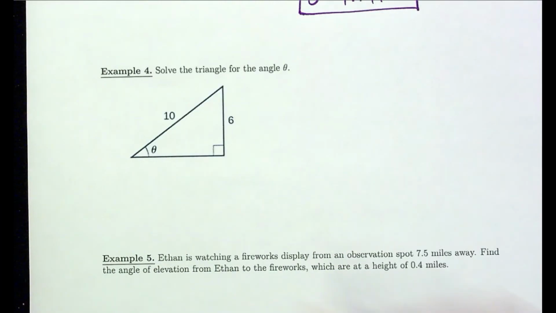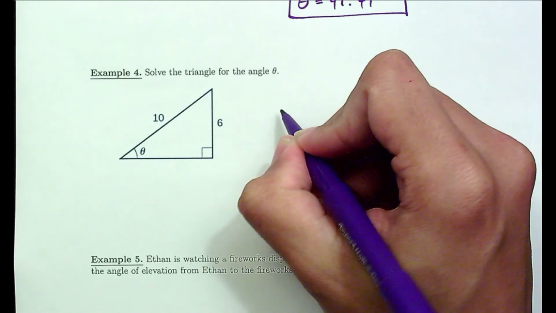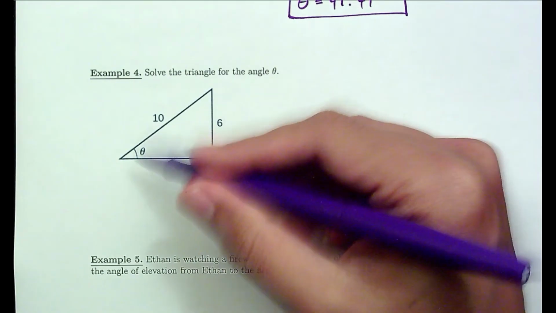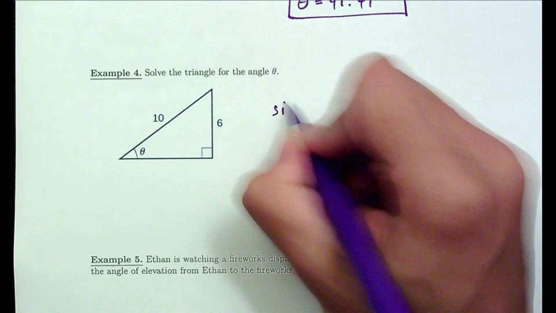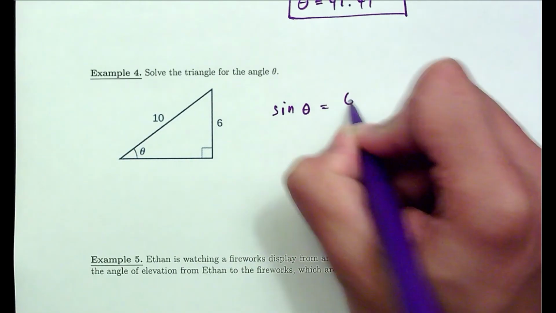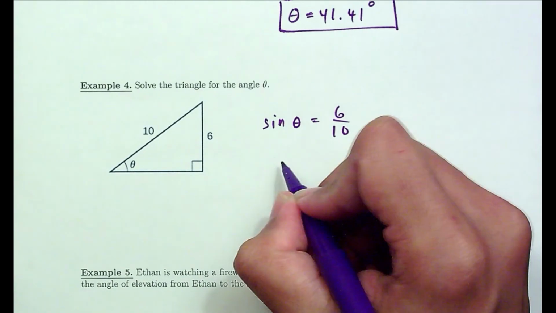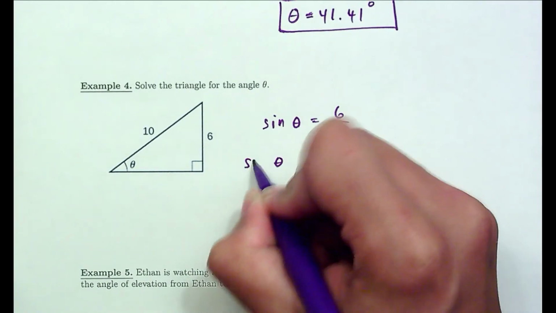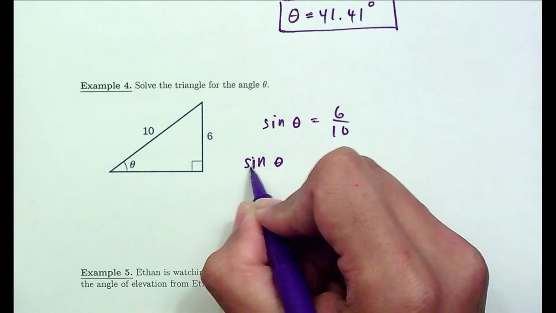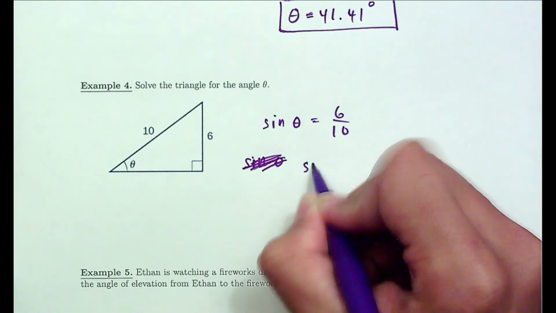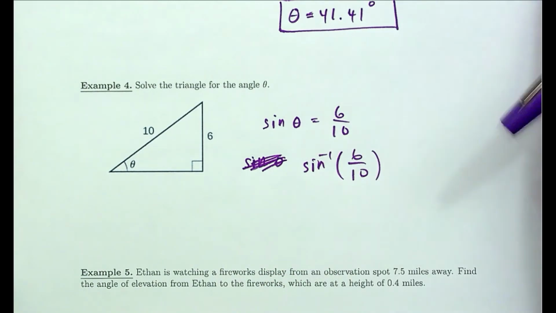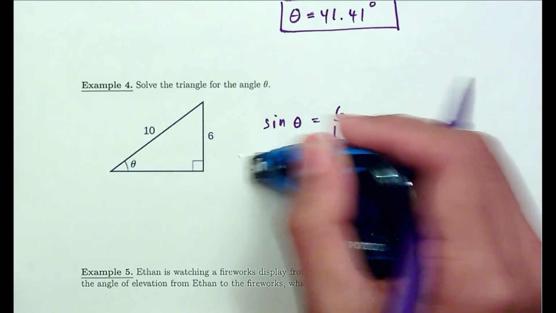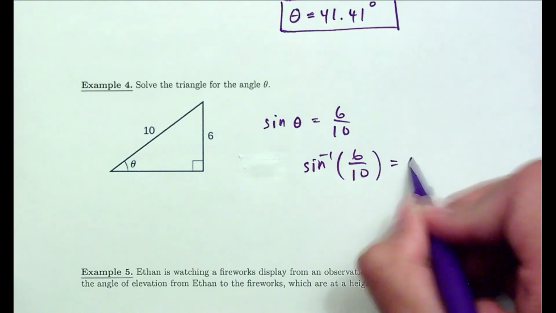Okay, assuming that you're back, let's do it now. This is going to be, okay, what is the trig function that I need here that relates these three things? It's not cosine, so it would be sine. Sine of theta equals opposite over hypotenuse. And now, to get theta, I apply sine inverse. So I'm going to get sine inverse of 6 over 10. Okay, sine inverse of 6 over 10 equals theta.